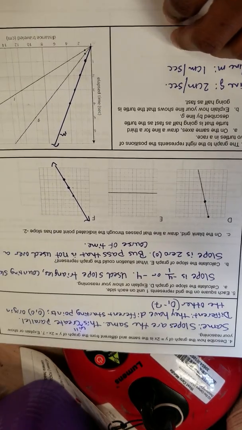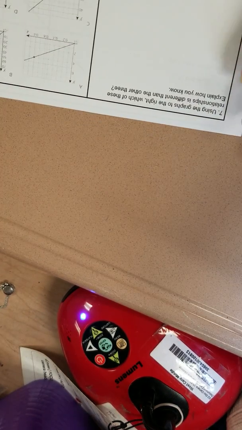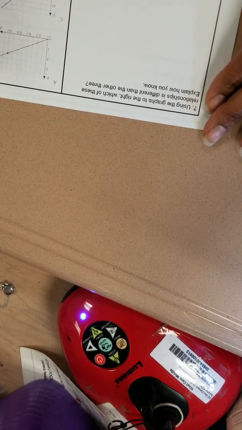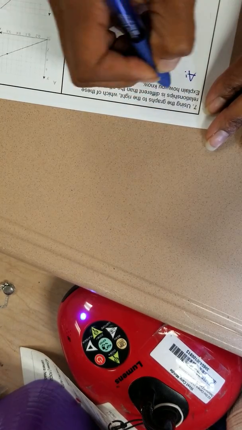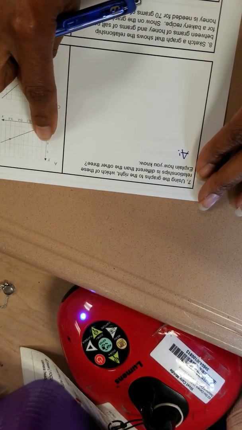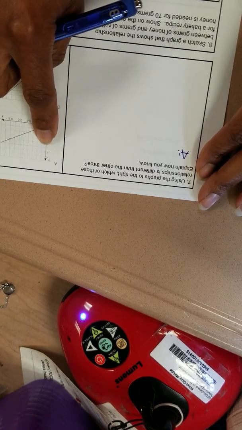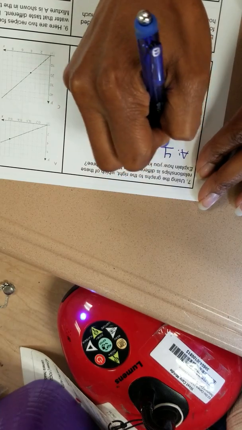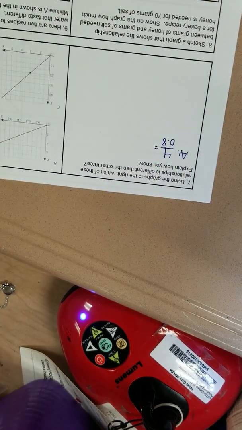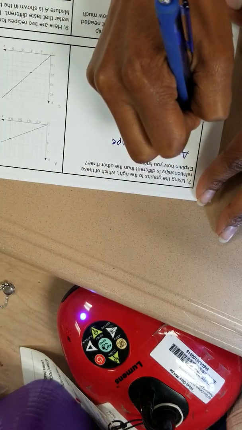So I just want to clarify that from what we thought about in class, because we looked at a different aspect. All right, number 7 says, using the graphs to the right, which of these relationships is different than the other 3? Explain how you know. So let's say graph A, we find the slope of graph A. The point on the line is 0.8, 4. So up 4 and over 0.8. So 4 divided by 0.8 is 5. So the slope is 5 for graph A.